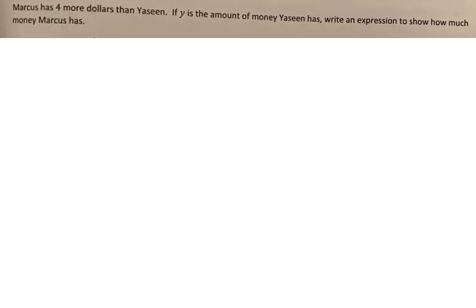Our next story problem is Marcus has $4 more than Yazin. If Y is the amount of money Yazin has, write an expression to show how much money Marcus has. So Marcus has $4 more than Yazin, and we're going to use Y. So it can be Y plus 4 or 4 plus Y. Either works, because remember that when it comes to addition, order does not matter, so you can have Y plus 4 or 4 plus Y. Both of these show that Marcus has $4 more.